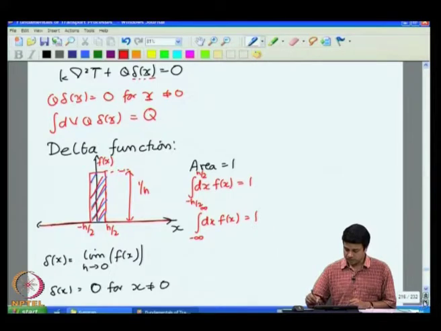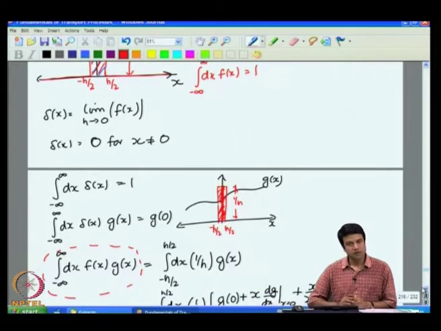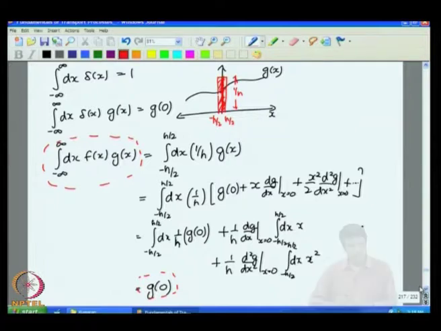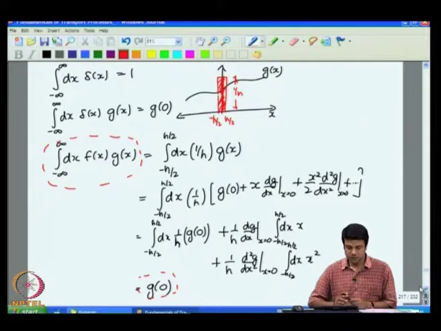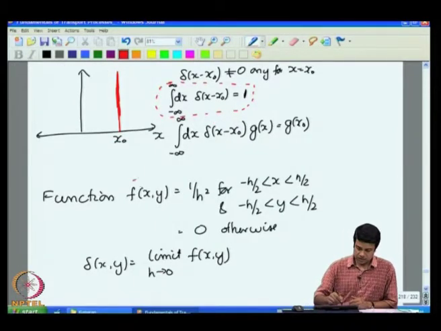And if I multiply this function by any other function g of x and integrate, it just picks out the value of g at x is equal to 0. So, briefly, these are the properties of the delta function. This is a one dimensional delta function, has dimensions of inverse length, because integral dx times delta x is equal to 1. So, delta of x has dimensions of 1 over length. It can be extended quite easily to 2 and 3 dimensions. Okay. I just extend the definition.